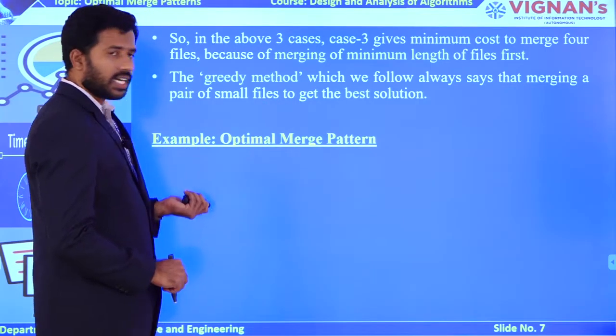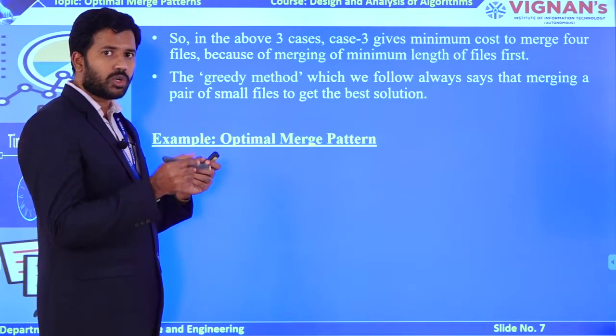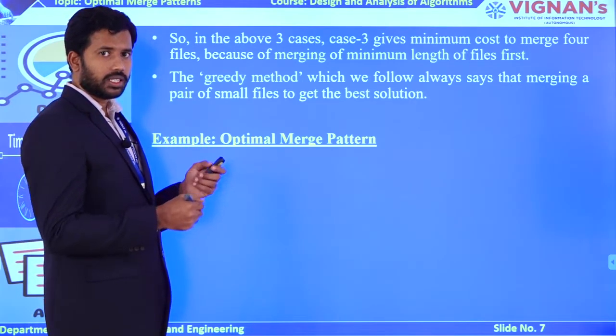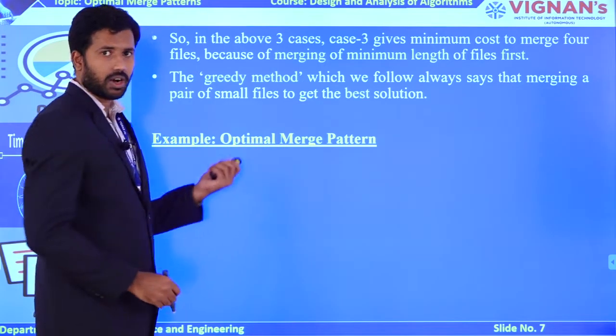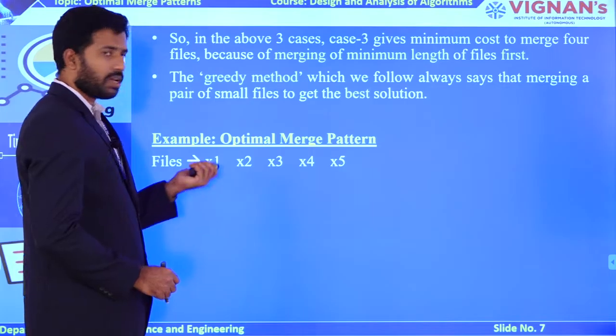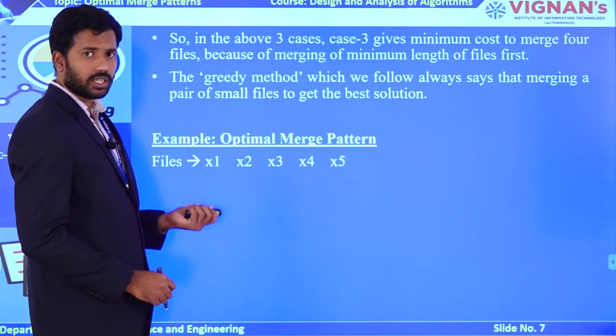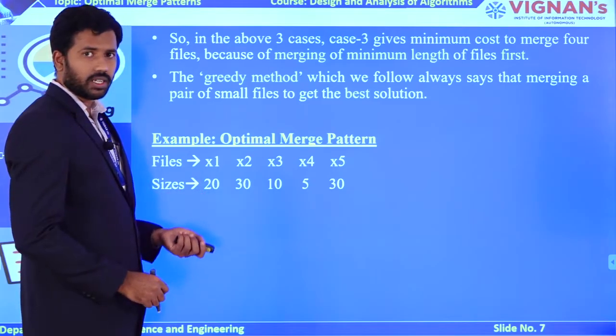Now, let us understand an example to apply my optimal merge patterns. With some pattern only, the two-way merge pattern only, I am merging, right? That gives my optimal solution. That's why it is called optimal merge patterns. Okay? Let us consider files. These are my files. How many files are there? X1, X2, X3, X4 and X5. 5 files are there. So these are the corresponding sizes.